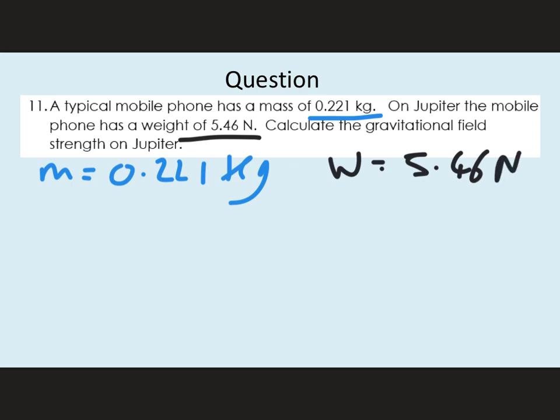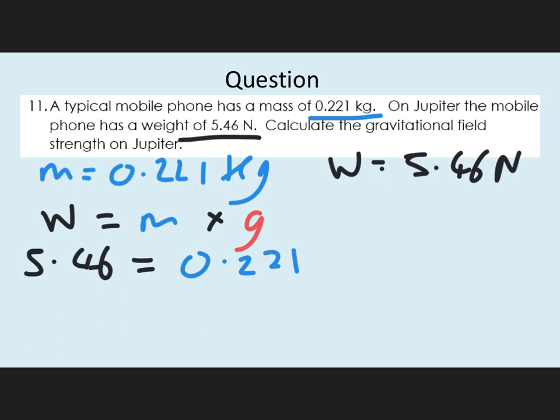And we now want to find the gravitational field strength on Jupiter. So it's not on Earth, so we know that weight isn't 9.8. So we get W is equal to our mass M multiplied by our gravitational field strength. That's just recalling the equation. So gravitational field strength G. We put the numbers in. So our weight W is 5.46. That is equal to our mass of 0.221 multiplied by our gravitational field strength G.